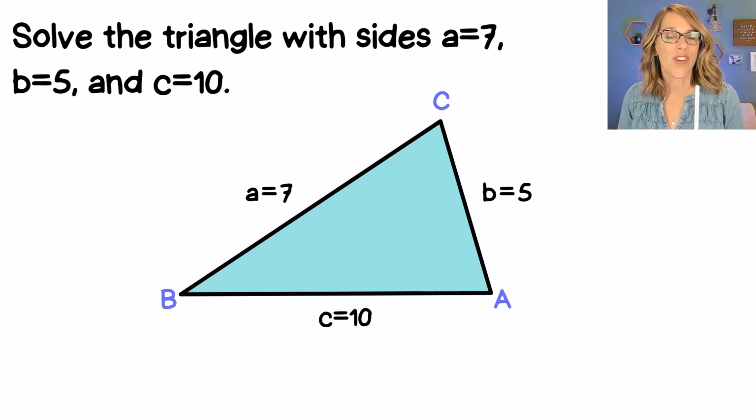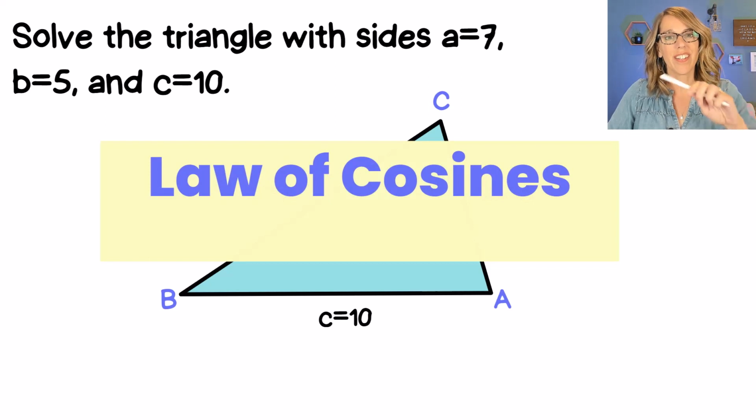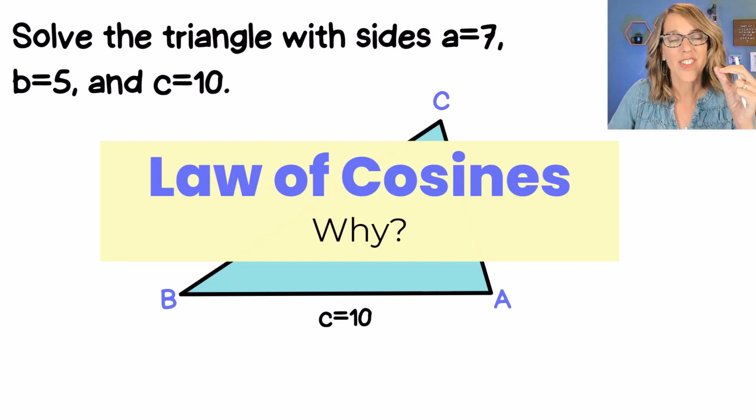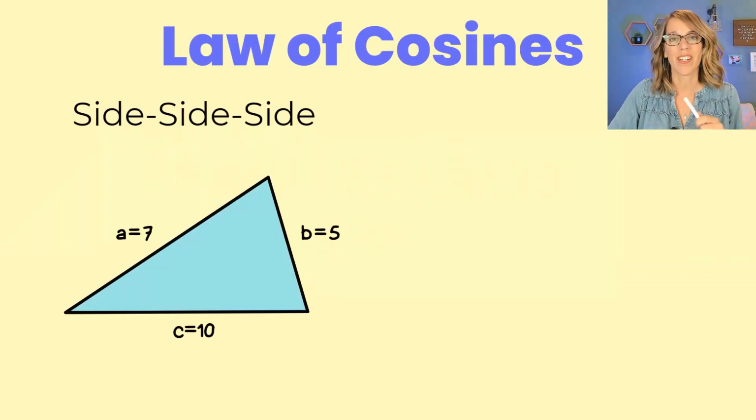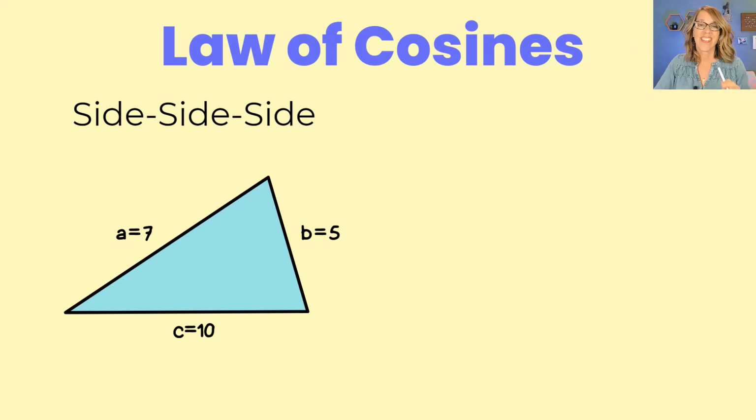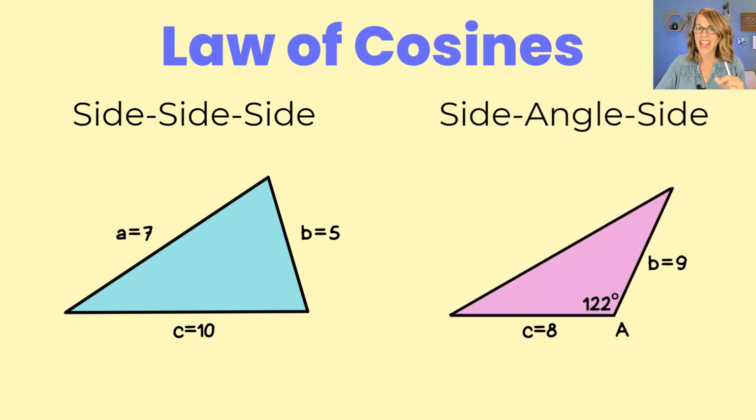Let's solve this triangle with 3 known sides. Now I know that I need to use the law of cosines for this triangle, but why? There are actually 2 cases when you want to use the law of cosines. The one is the one that we saw first, and that's our side-side-side case. The second case is side-angle-side. The angle that I know happens to be right in between the 2 sides that I know.